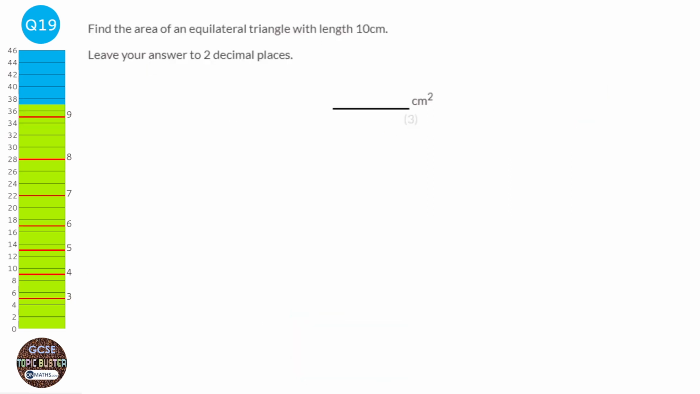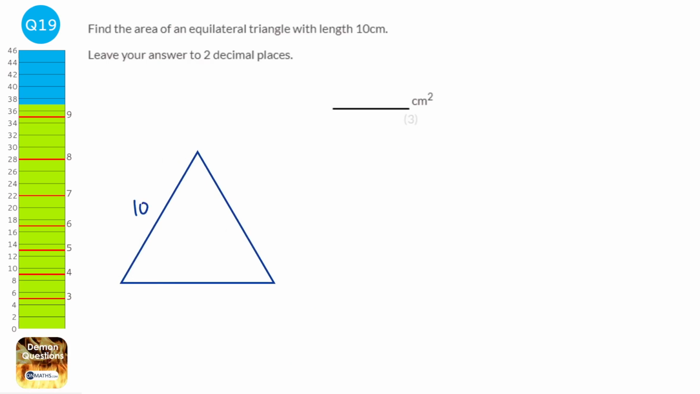In this question, it might be easier just to draw a quick diagram. So let's draw this equilateral triangle, and it says that its lengths are all 10 centimeters, and we're looking to find the area. Now we also know with an equilateral triangle all the angles are 60 degrees, so we can plot those, but we don't need to plot them all, we can just plot one of them.